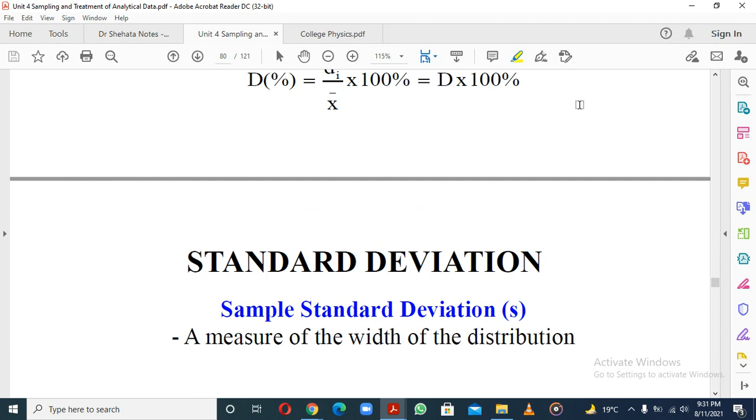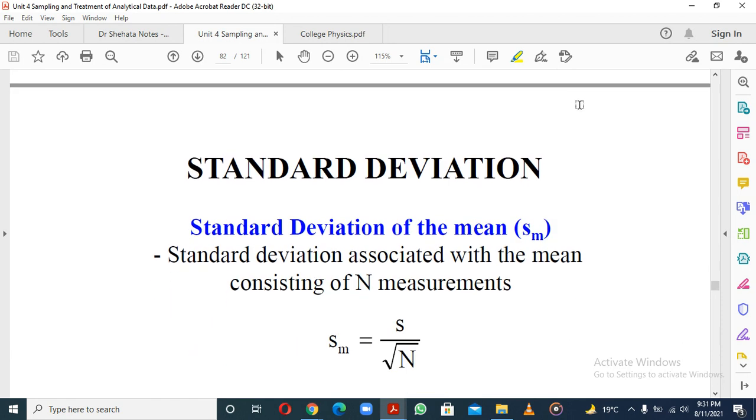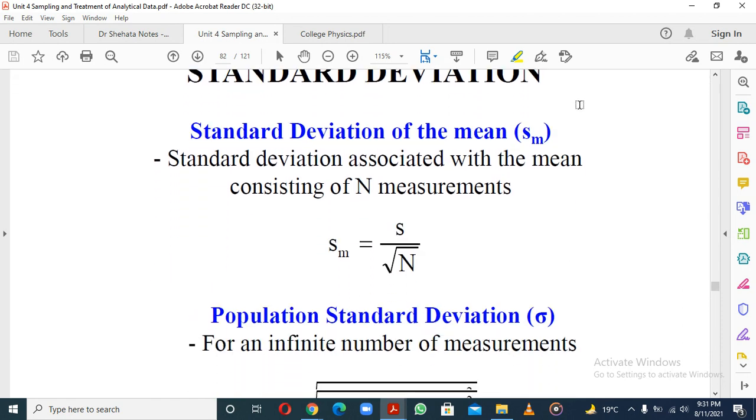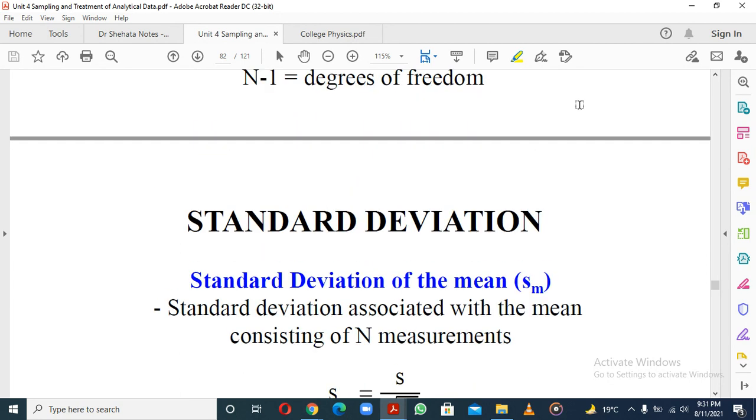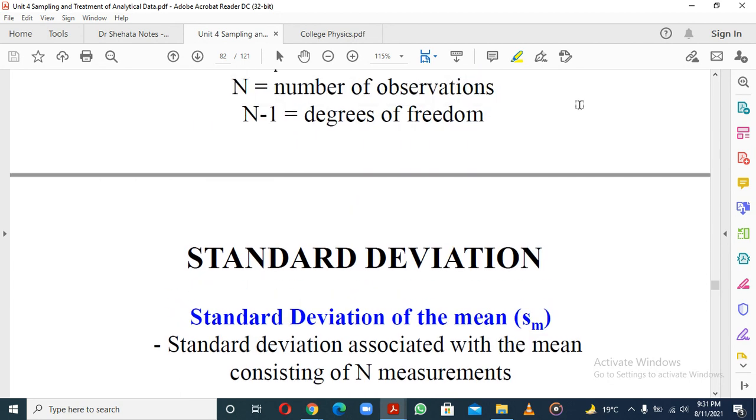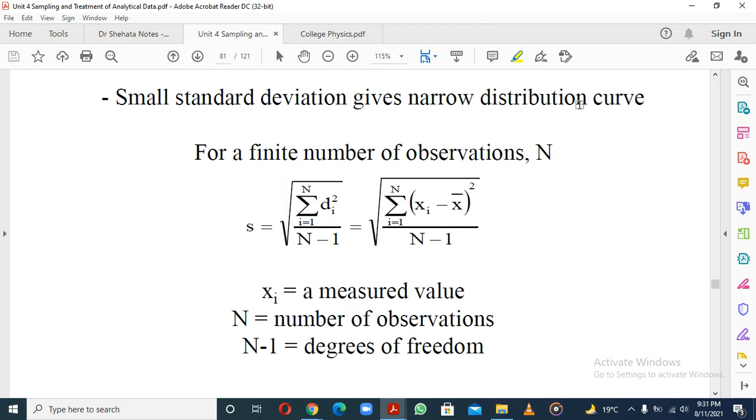Then there is also the standard deviation of the mean. That one was the sample deviation, so just know how to differentiate them. For the one here, remember mean, you've got the number of observations, but for this one you use degrees of freedom. If you had six replicate samples, you say 6 minus 1, then your degrees of freedom is going to be 5.